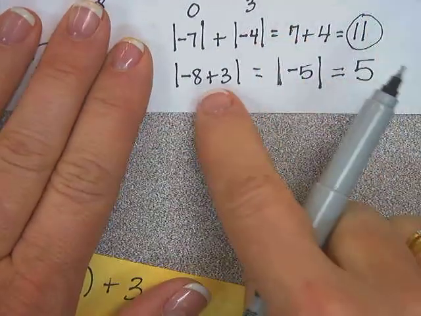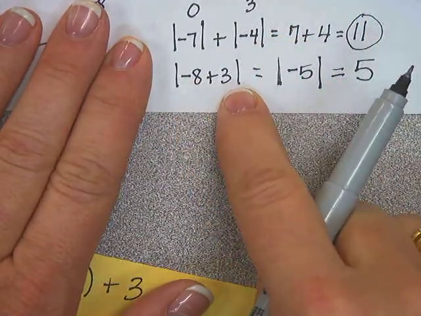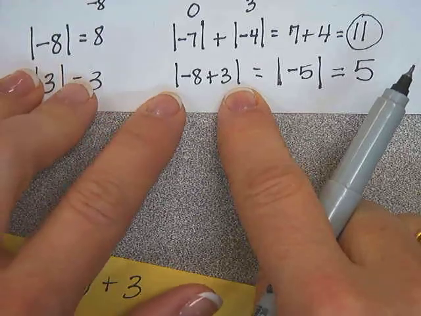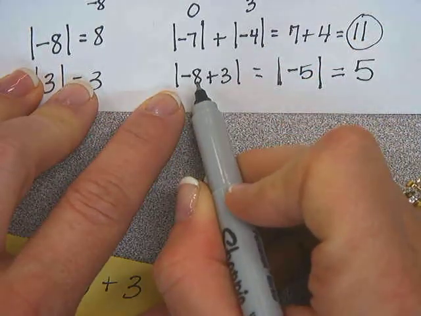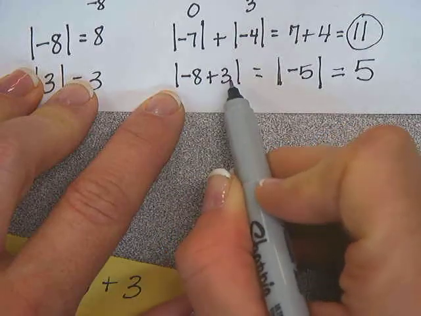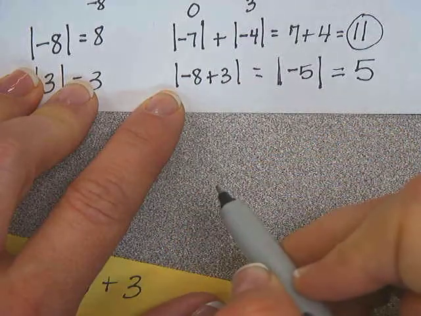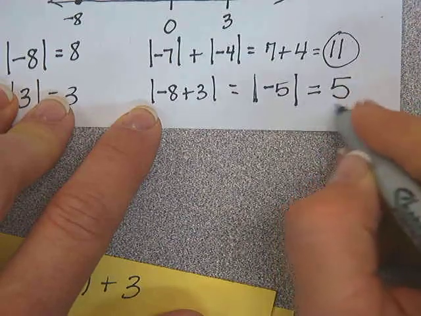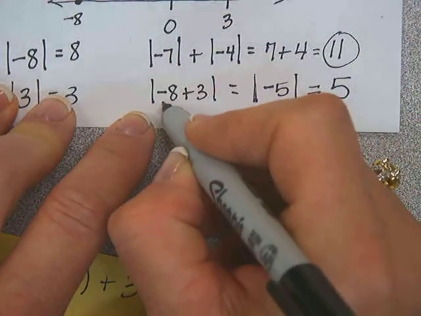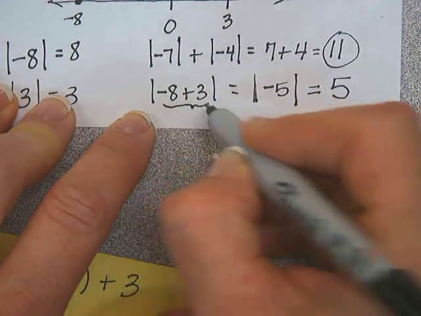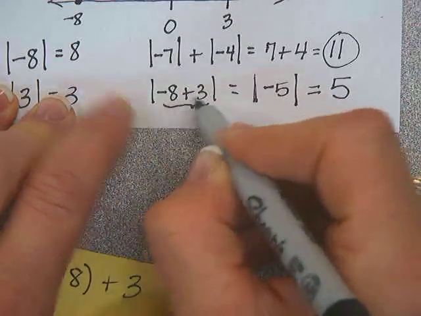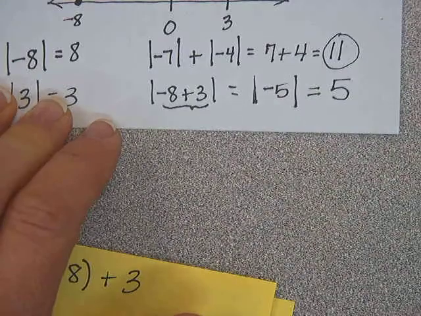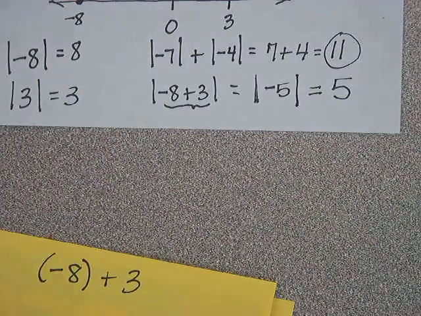Okay, what do you think the biggest error is when kids see this problem? Well, kids see these symbols and they say, oh, it turns everything positive. So this is 8 and this is 3. 8 plus 3 is 11. And as you can see, that's not the solution. And the problem is, if you do that, you're not following order of operations. This calculation must be done first before you apply the absolute value.